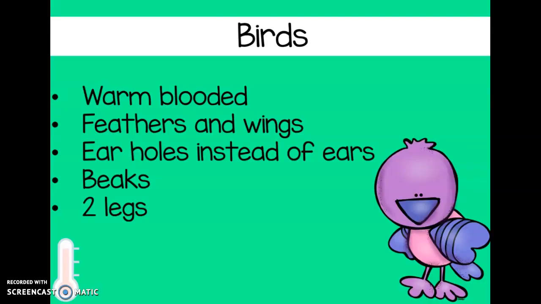So birds are warm-blooded and they have feathers and wings. So they don't have scales or gills or fins. They've got feathers and wings. And instead of having ears, they've got little things called ear holes. And they've got beaks and 2 legs. So this is like your parrots, your flamingos, they're all your birds.